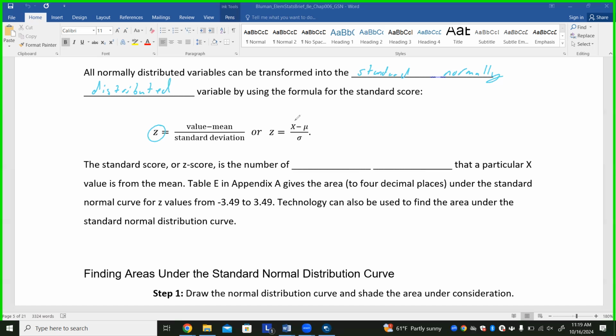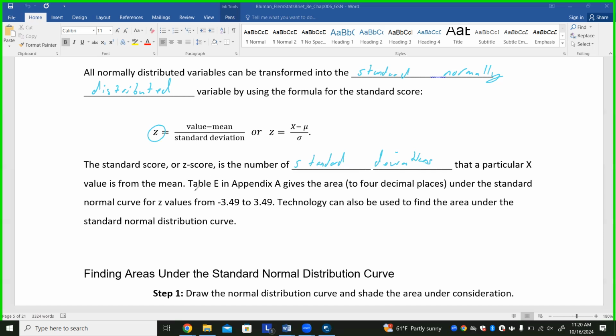But basically what you do is you take whatever your sample value is, minus the mean, divided by the standard deviation. That will give you a Z score. The Z score then will tell us exactly where it falls on a normal distribution curve, to tell us what percentile or what area under that curve it takes, how much percentage of it is. A standard score or Z score is the number of standard deviations that a particular X value is from the mean.